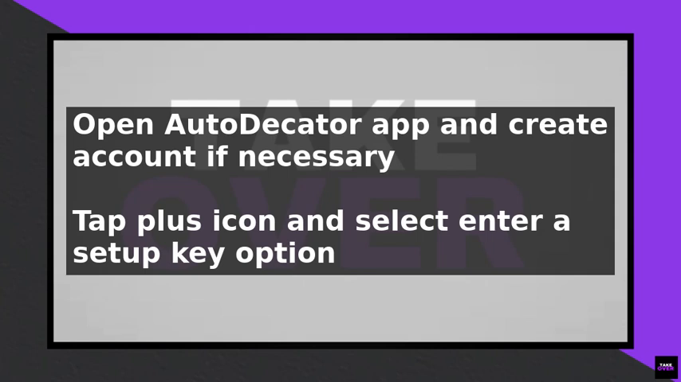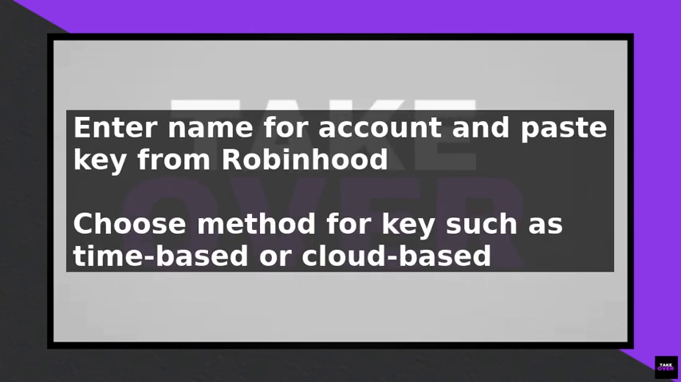Open the Authenticator app, downloading it from the Play Store or App Store if necessary, and create an account. Tap the plus icon, select Enter a setup key, and enter a name for the account, such as Robinhood, then paste the key you copied from Robinhood. Choose the method for your key, such as time-based or cloud-based, and click Add.